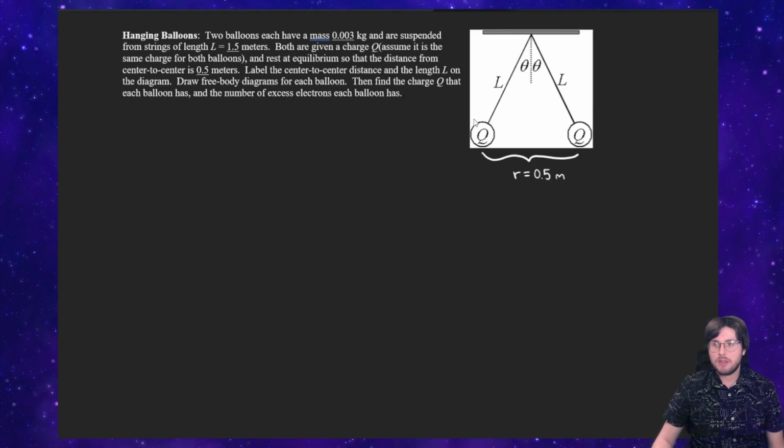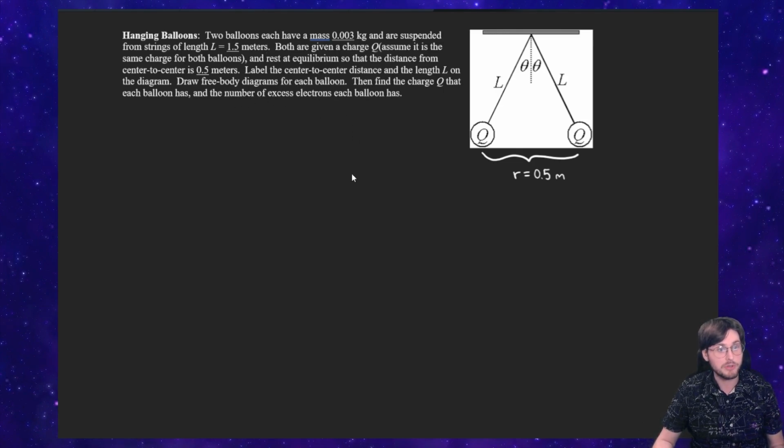Now, here we have the length L, we have some mysterious angle theta that we'll probably need to find because it's not given in the text of the problem. And then we have the mass of the balloons. And that's basically it. With that information in hand, we are supposed to find the charge Q as well as how many excess electrons each balloon has.